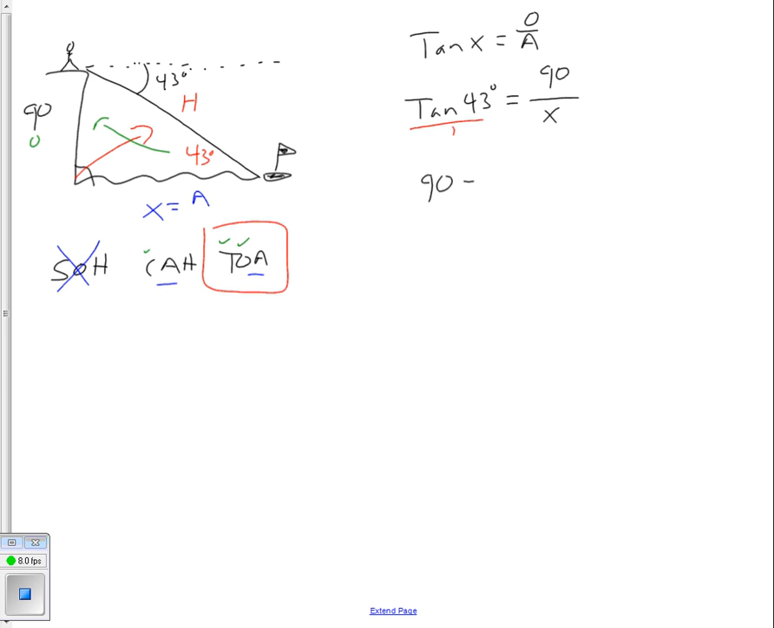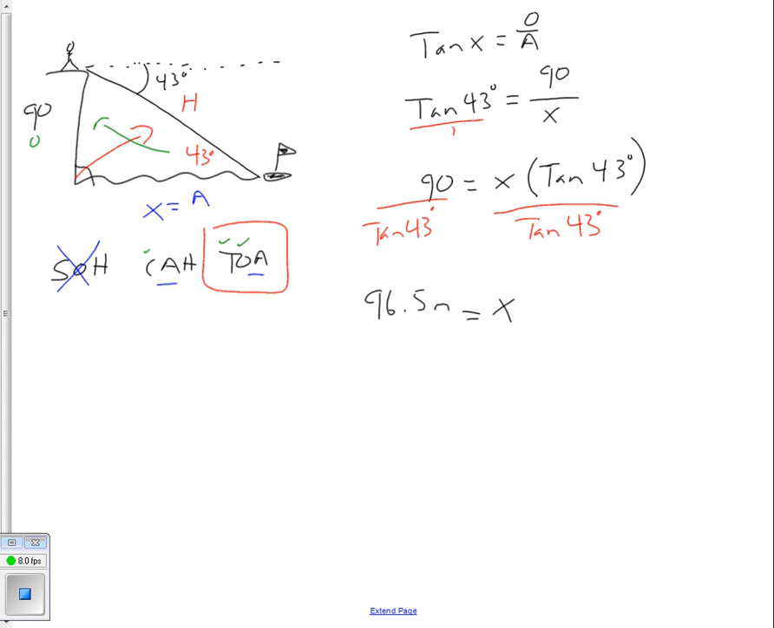So we end up with 90 is equal to x times tan 43 degrees. We know that we've got to get that x term all by itself, so that means we have to do the opposite operation of multiplying by tan 43, which is dividing both sides by tan 43. Okay, and so we're going to end up, again, with 96.5 meters. Okay, so either way that you approach this question, you will still get the same answer.